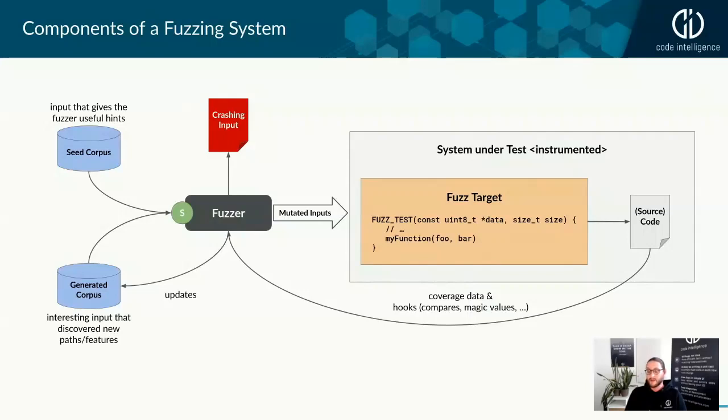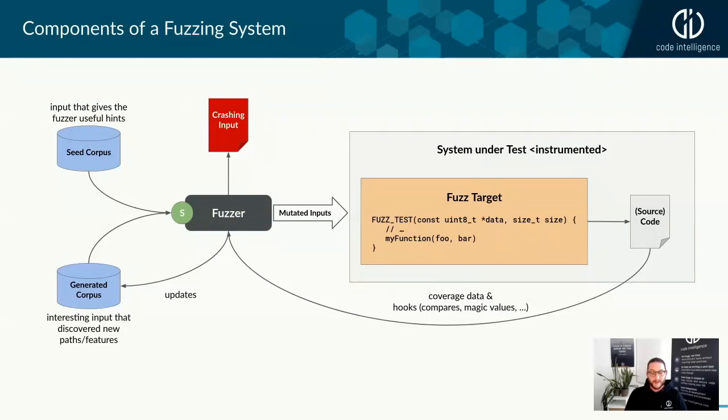for the instrumentation, or for insights. So what comes out of the system under test that's instrumented is the coverage data, and, like I mentioned, also stuff that you gathered with hooks, like compares or magic bytes. And this is fed back to the fuzzer, which then decides how to continue the mutation. For example, if there's an input that is interesting because it covered something new, or it makes new paths through the application available to the fuzzer, then it's an interesting input, and the fuzzer will save it in the generated corpus.